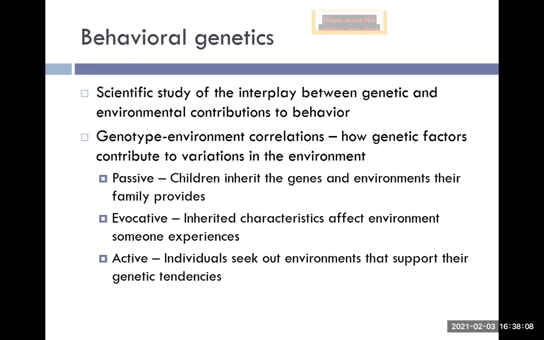Evocative genotype environment correlations refer to how the social environment reacts to individuals based on their inherited characteristics. For example, whether one has a more outgoing or shy temperament will affect how he or she is treated by others. Active genotype environment correlations occur when individuals seek out environments that support their genetic tendencies. This is also referred to as niche picking. For example, children who are musically inclined seek out music instruction and opportunities that facilitate their natural music ability.